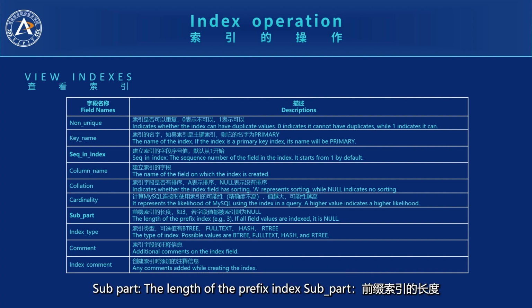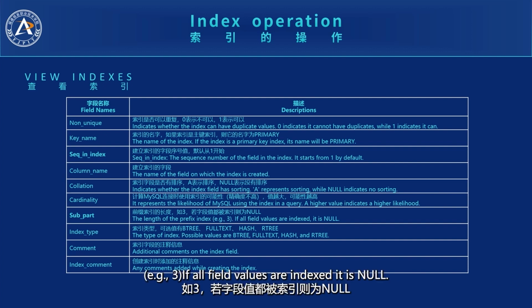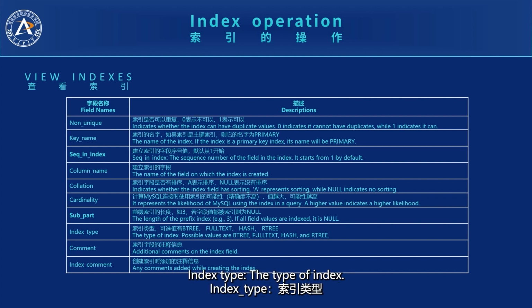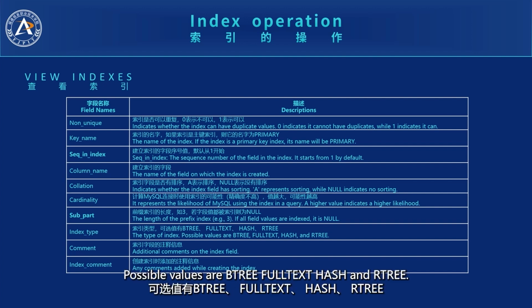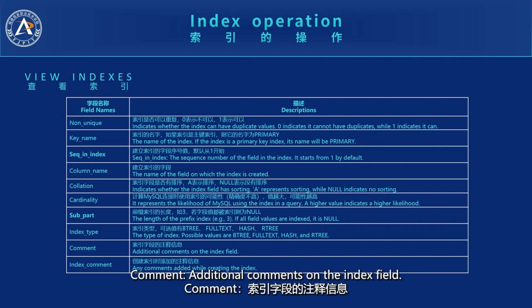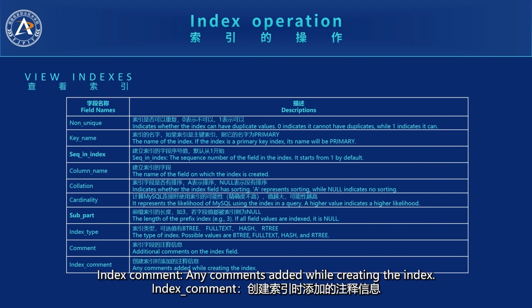Sub_part is the length of the prefix index, for example 3. If all field values are indexed, it is null. Index_type is the type of index. Possible values are BTREE, fulltext, hash, and RTREE. Comment is additional comments on the index field. Index_comment is any comments added while creating the index.